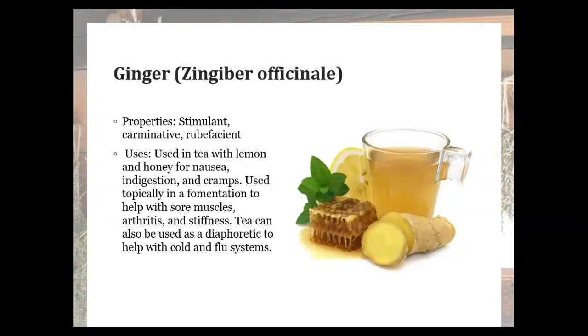So ginger is a stimulant. It is also a carminative and a rubefacient. It is commonly used in tea with lemon and honey, as you can see in the picture here. This preparation can be used for nausea, for indigestion, for cramps. Now, I said tea, but technically, since ginger is a root, what we would be using would be a decoction.